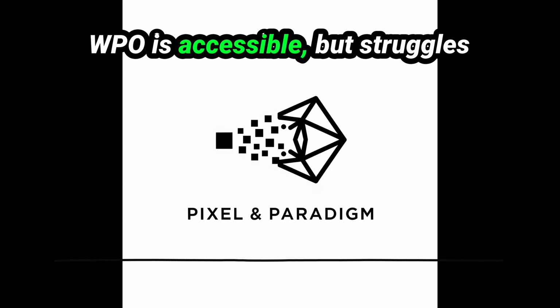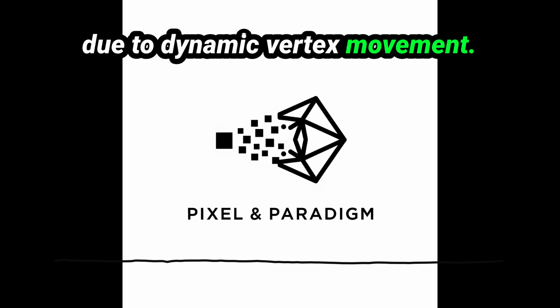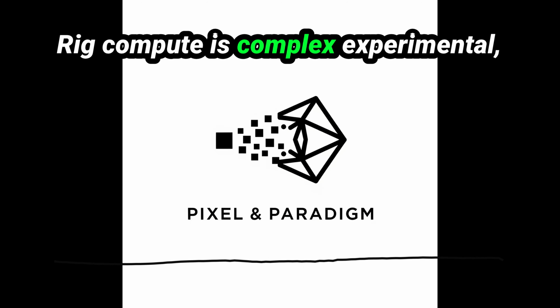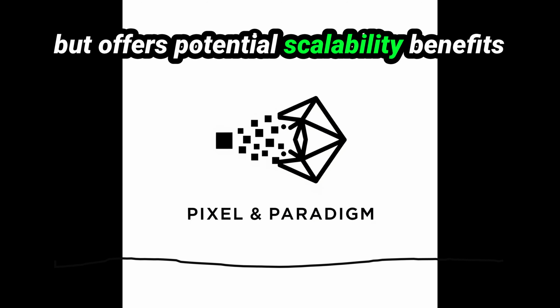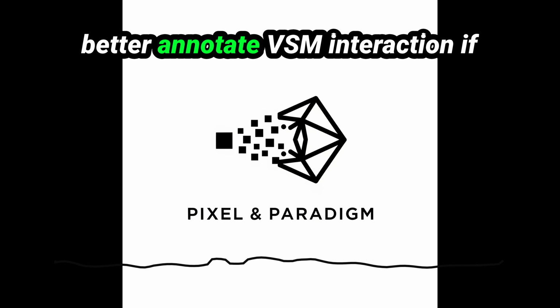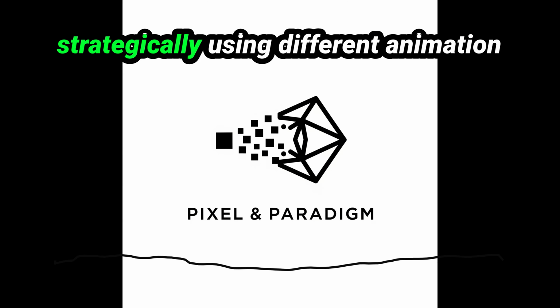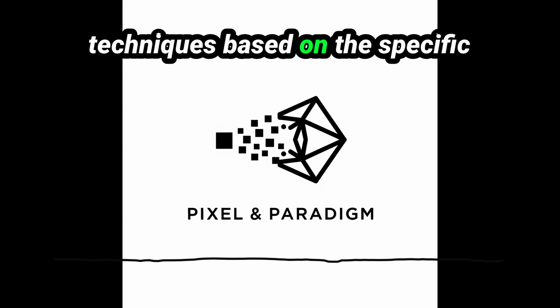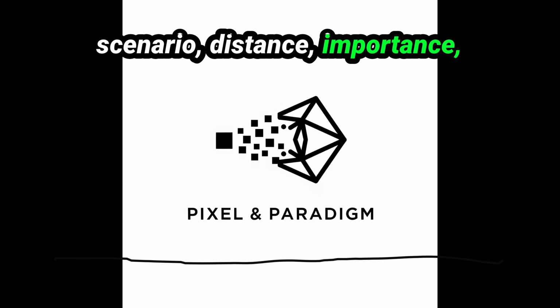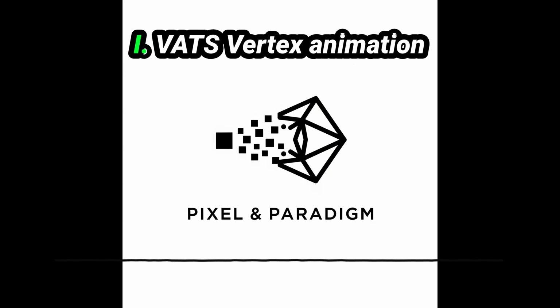WPO is accessible, but struggles badly with VSM and nanite culling due to dynamic vertex movement. Rig compute is complex and experimental, but offers potential scalability benefits for draw calls, instancing, and potentially better nanite VSM interaction if implemented well. A hybrid approach, strategically using different animation techniques based on the specific scenario, distance, importance, interaction needs, density, is likely the optimal path in most productions.